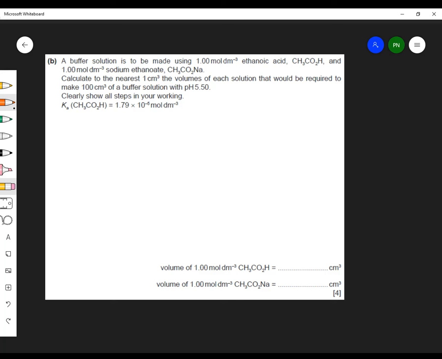This is on buffer solutions, and Lezanani gave me this one. It is from summer 13, question paper 42. I don't know the question number, but I think that's enough, isn't it? You can find it from there.